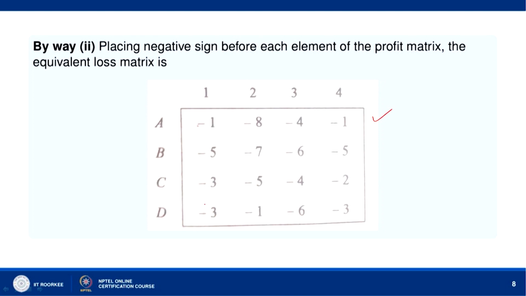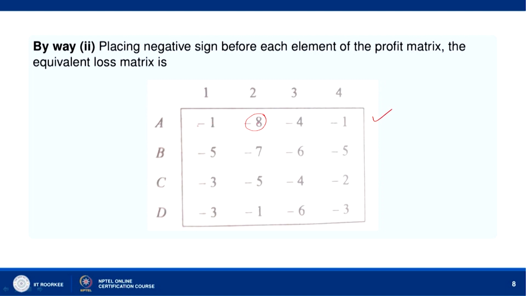Now, what we will do, we will apply the Hungarian method. So, we subtract the smallest element from each element of the first row. So, the smallest element is -8. So, -8 we subtract from each element of the first row.